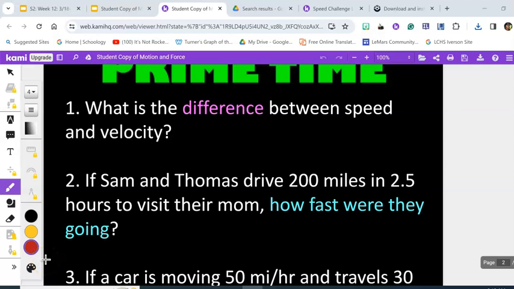So now that you've gotten your prime times out, I want to talk a little bit about what you did on Friday, which was you had to determine the difference between speed and velocity. I don't know, you might want your notes out. Maybe you know this already, but what's the difference between speed and velocity? Anybody got it for me? Velocity, Connor.